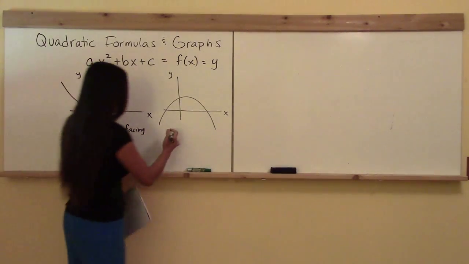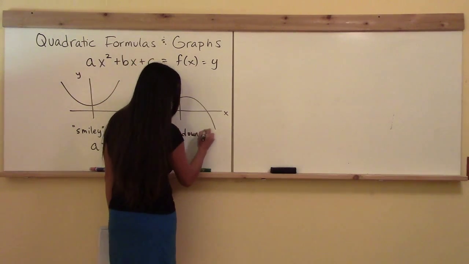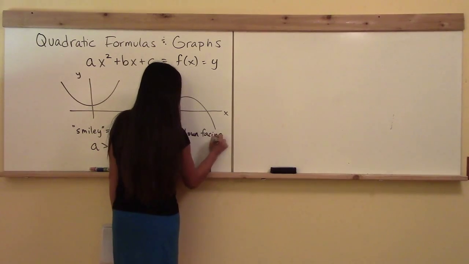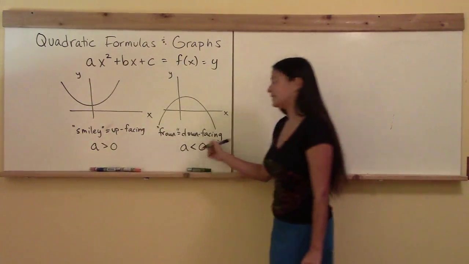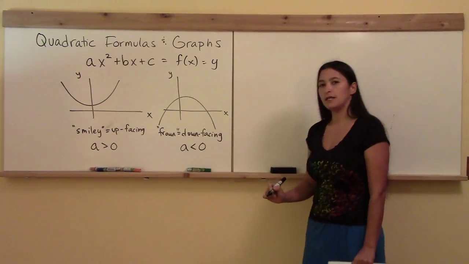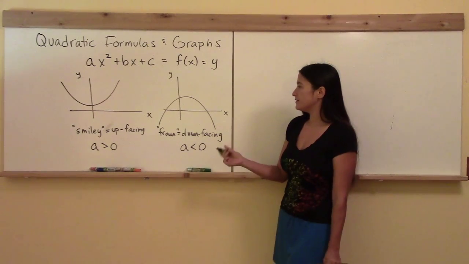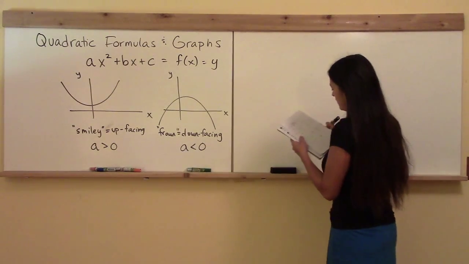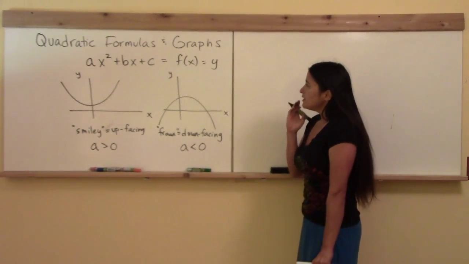Okay? And then you get the down facing or frown facing. I'll say frown, that's for down facing. You're going to get the down facing parabola if your x squared constant a is less than 0. Okay, so we can have 2 different types, up facing and down facing, and they're both good. Let's look at the roots. Let's talk about what the roots look like.